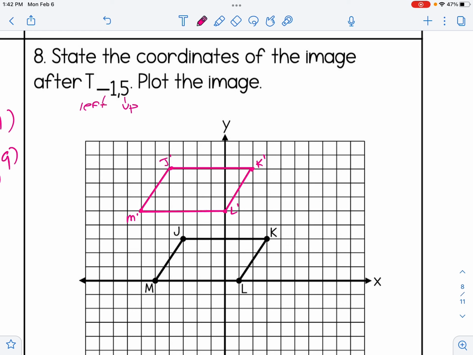Once I have those points plotted, I'm going to connect them to form my new parallelogram. And now I'm just going to write down what those coordinates are. J prime is (-4, 8). K prime is (2, 8). L prime is (0, 5). And M prime is (-6, 5).